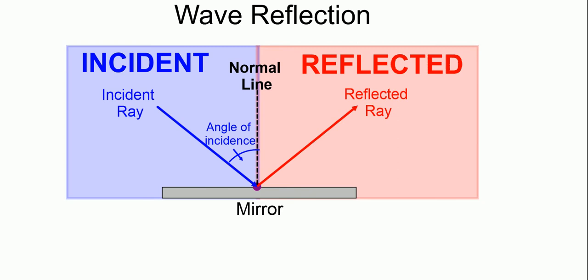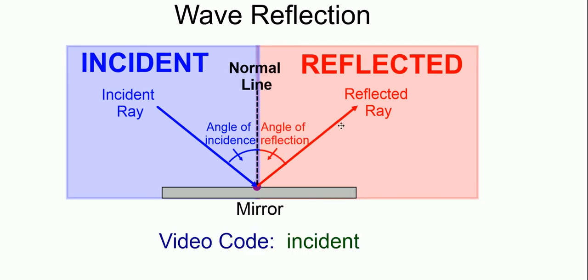It's not going to surprise you that we have a very similar angle on the other side, on the reflected side, and that's called the angle of reflection. Again, between the ray itself, in this case the reflected ray, and the normal line. Not down here, it's up here on top. Incident, E-N-T.